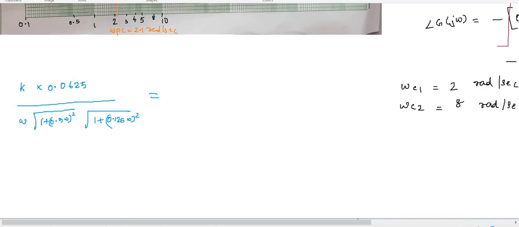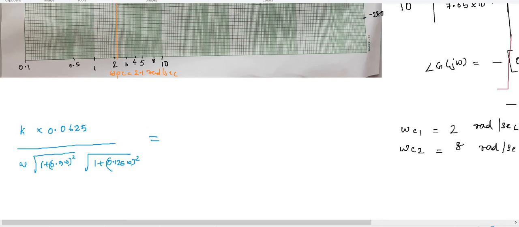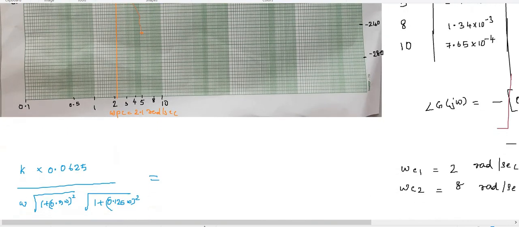In order to find the gain, we can say that k into the magnitude of G of j omega, that is 0.0625 divided by omega into 1 plus 0.5 omega square into 1 plus 0.125 omega square, is equal to what? That value we have obtained as approximately plus 20 dB.